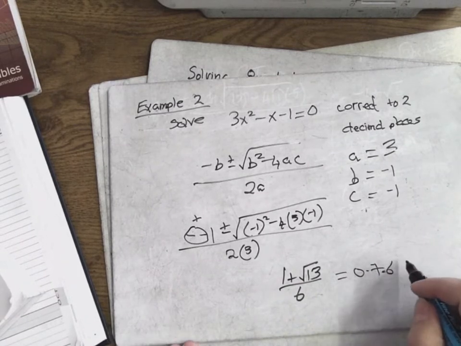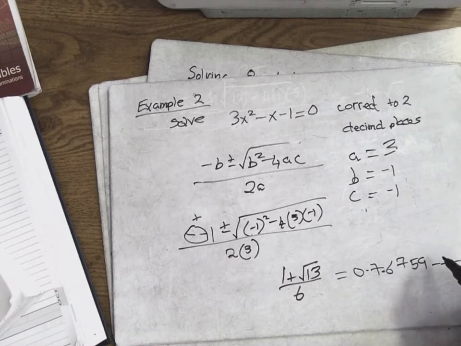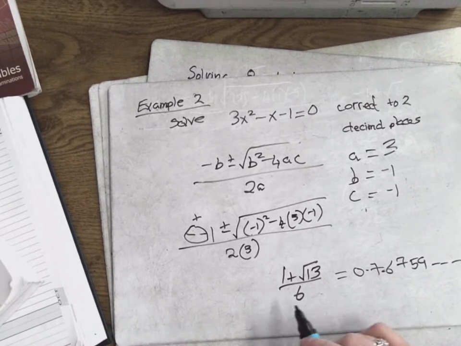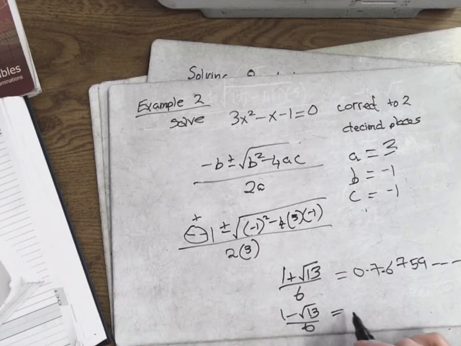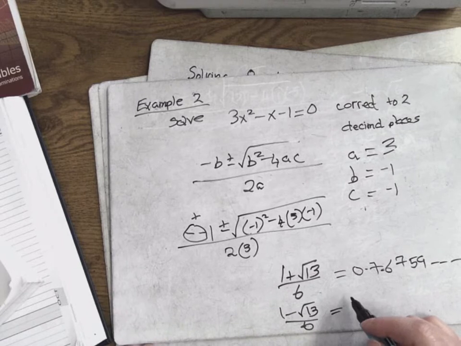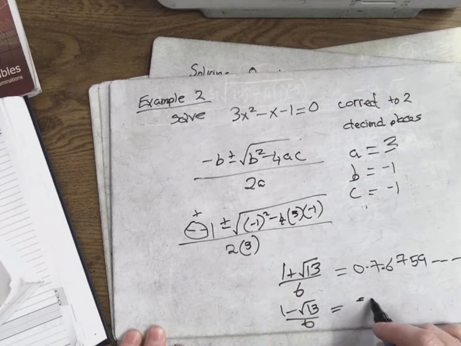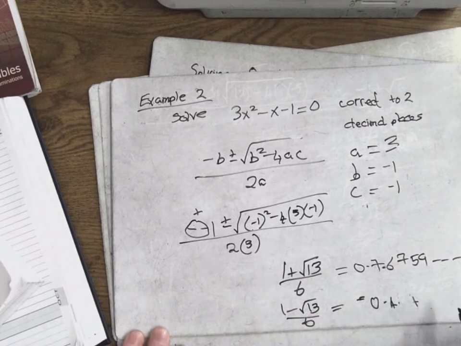0.76759 and so on. And then go back and change it, so go all the way back, find the plus sign, delete it and change it into a minus sign. Yeah, and then that will give you 1 minus root 13 over 6. And then S to D that, turn it into a decimal, and you'll get minus 0.43425.